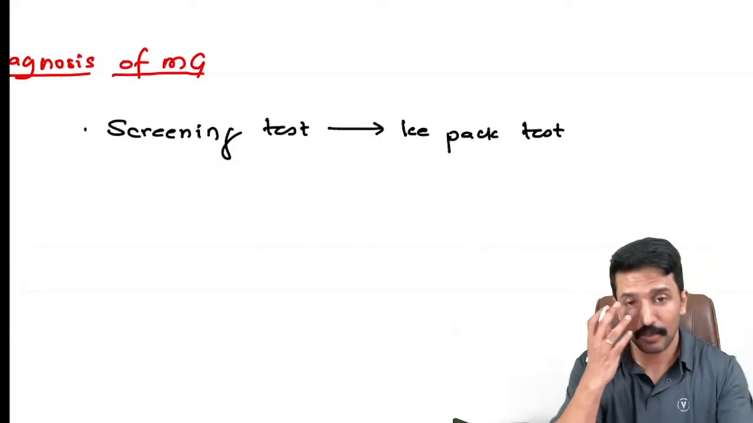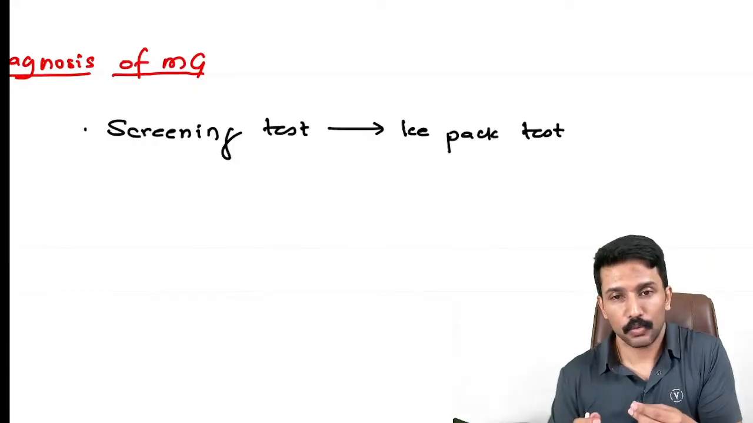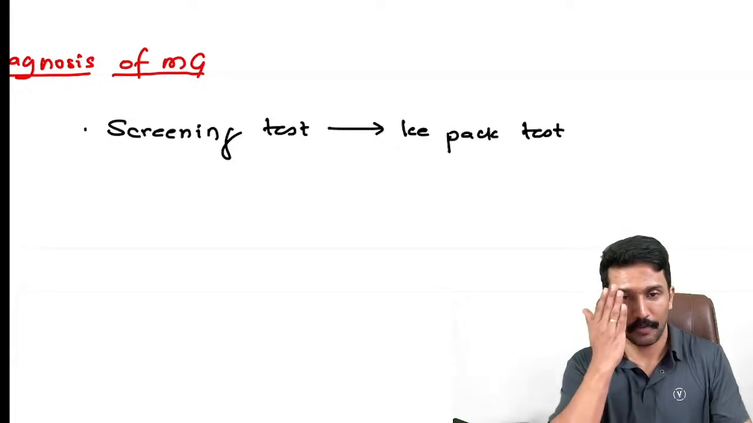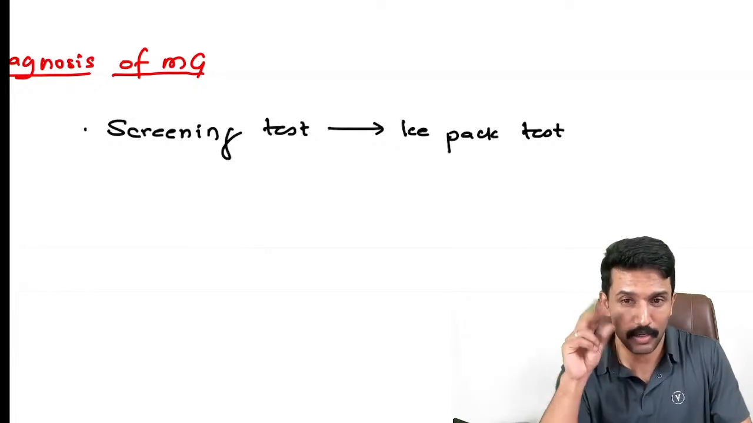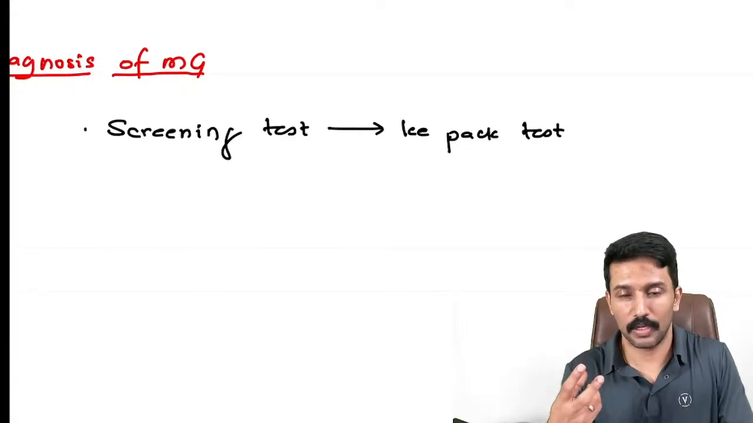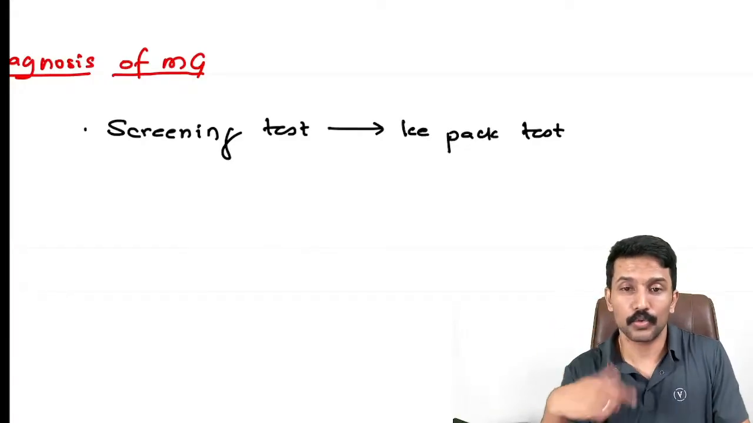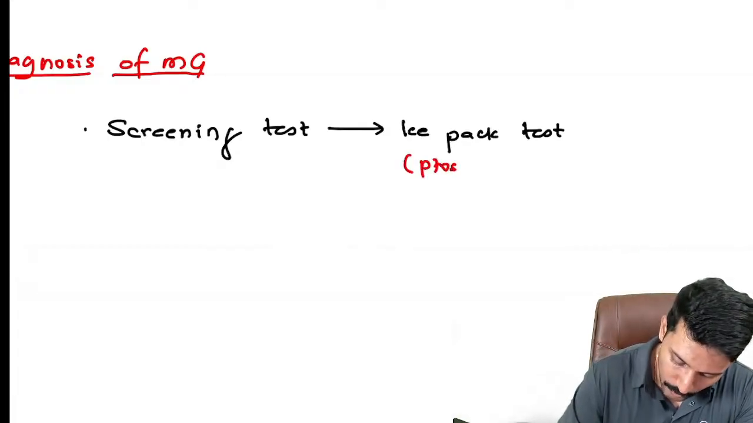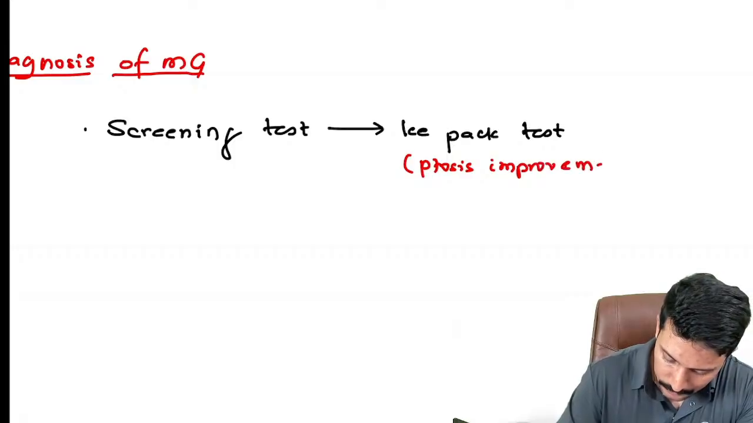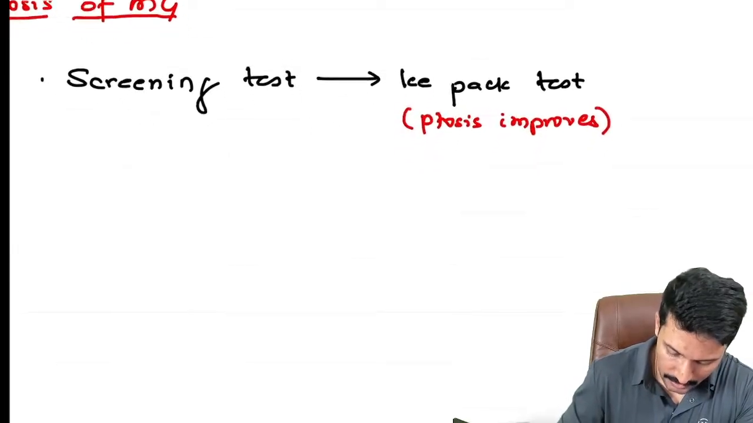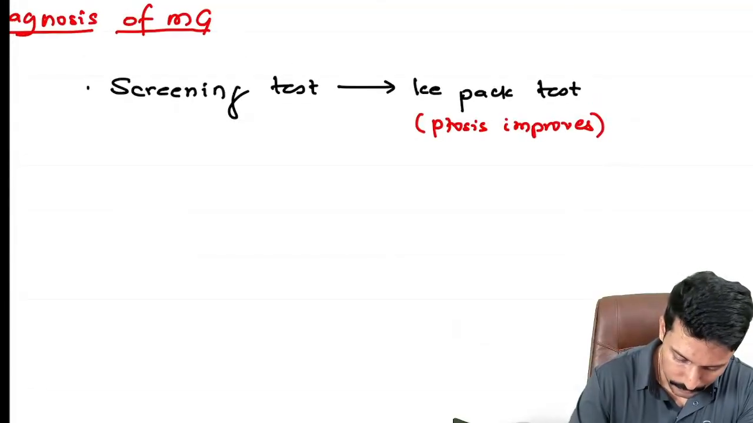When you put an ice pack on an eye which is having ptosis, remember the repeated use of muscle makes it more weak. But if I put an ice pack, the muscle is rested. We are not blinking anymore. So we are giving rest. The muscle is not being used, so it produces more acetylcholine. And once I remove the ice pack, the ptosis improves. So improvement of ptosis upon applying ice pack suggests that it is a case of myasthenia gravis. And that is the screening test of choice.